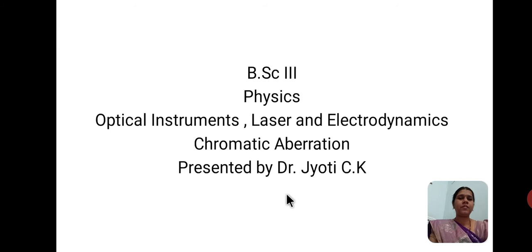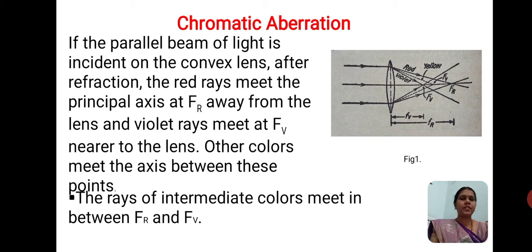Title of the paper: Optical Instruments, Laser and Electrodynamics. In the previous class, we learnt about spherical aberration. So today, we will be learning about chromatic aberration. So let us consider now a convex lens.